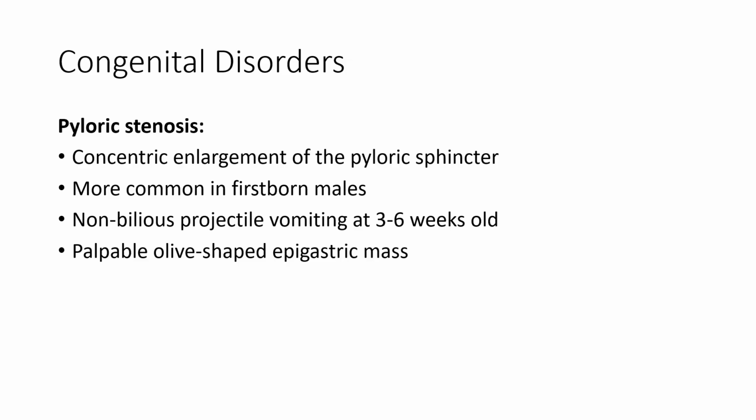The vomiting is non-bilious because the obstruction is at the level of the stomach, before the duodenum. So the vomitus does not contain bile. Pyloric stenosis is the most common cause of gastric outlet obstruction in infants, and it may appear as a palpable olive-shaped epigastric mass clinically.